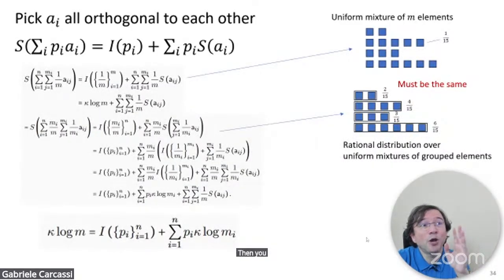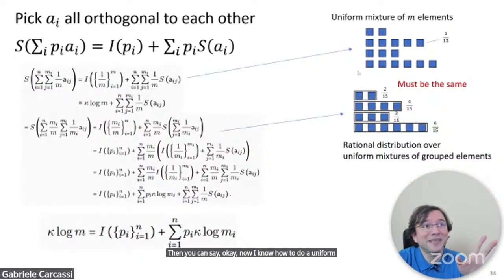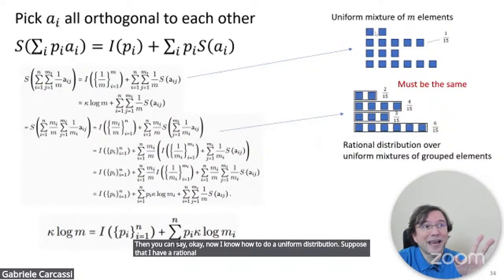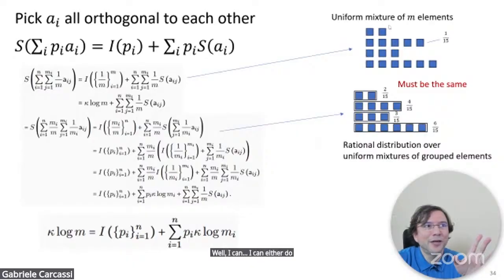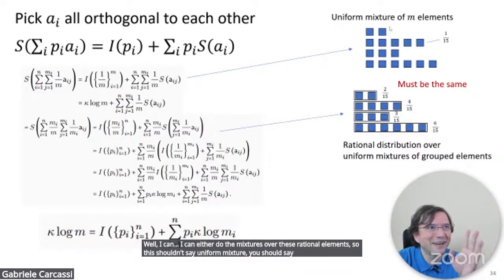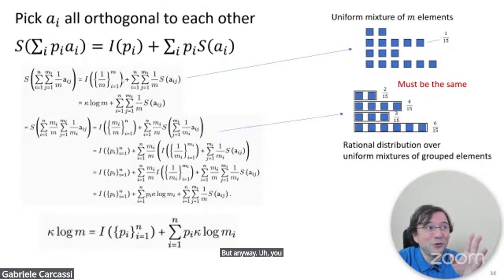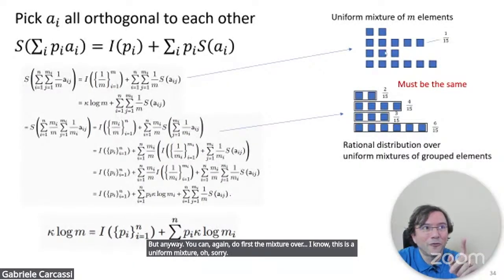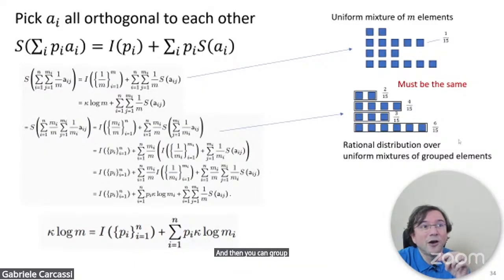Then you can say, okay, now I know how to do a uniform distribution. Suppose that I have a rational distribution, so that I have 2/15, 5/15, 3/15, and 6/15, right? Well, I can do the mixtures over these rational elements. This shouldn't say uniform mixture. You should say rational elements. But anyway, you can first do the uniform mixture of all the single elements, and then you can group these so that you obtain the rational distribution.